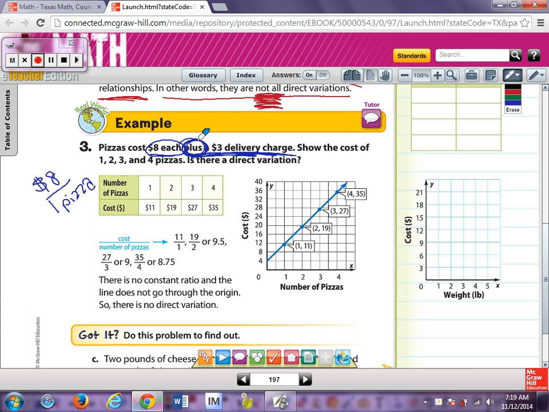So I don't like that right there. That's already going to be a bad sign that this is not going to work for me. I'll put a little sad face there. Now it says show the cost. So we have this table here.